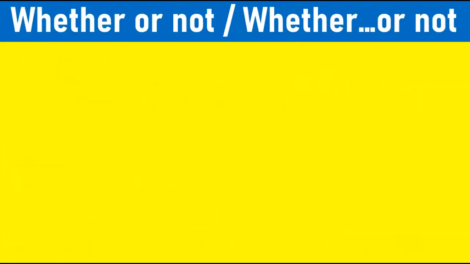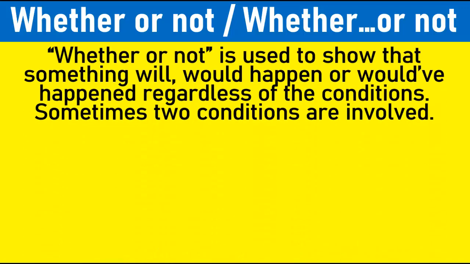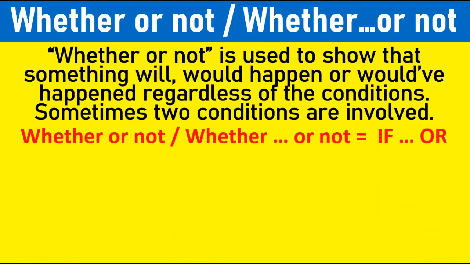Whether or not, or whether... or not. Whether or not is used to show that something would happen or would have happened regardless of the conditions. Sometimes two conditions are involved. Whether or not means if or.